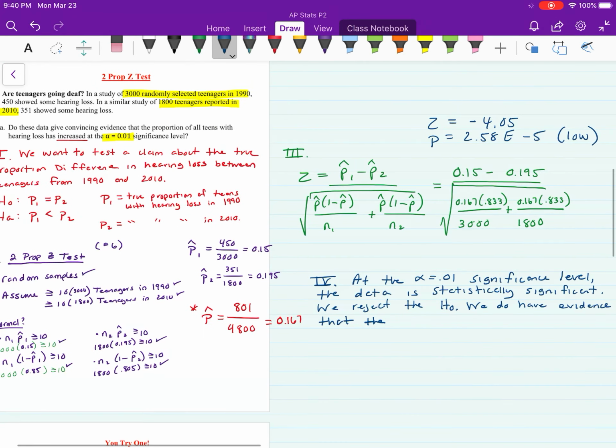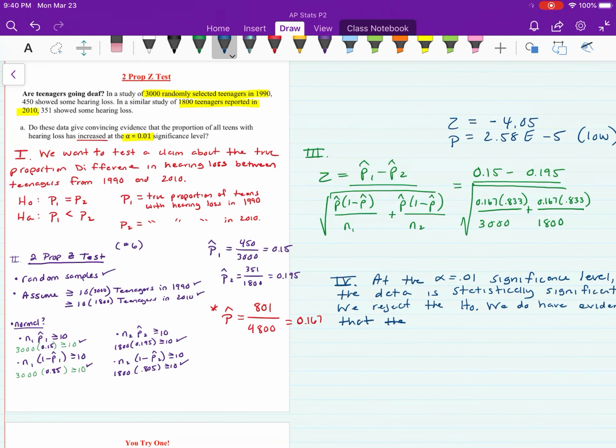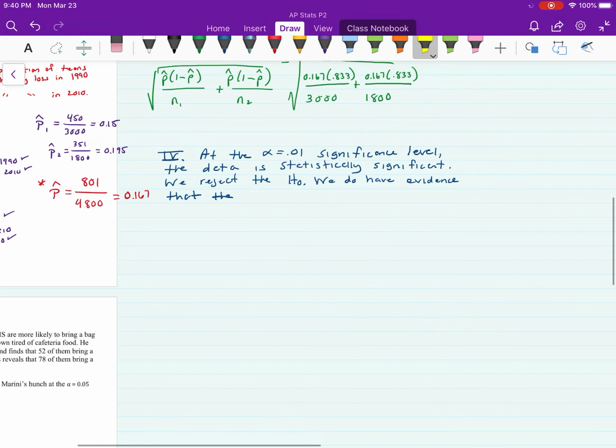Now, there's a couple ways you could write this. We can go ahead and write that we have evidence that the proportion of teenagers with hearing loss in 1990 is less than the proportion of teenagers from 2010. Or, if you go back and read the way the question was worded, does the data give evidence that the proportion of teens with hearing loss has increased? Well, it has, yes. So you can word that however you'd like. We do have evidence that the proportion of teens with hearing loss has increased.